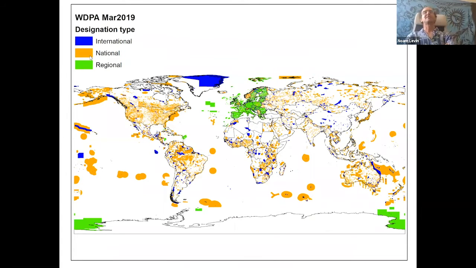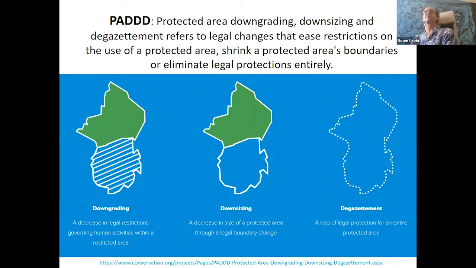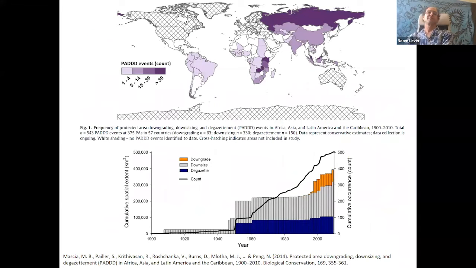As we also know, even when a site is protected as a protected area, it doesn't really safeguard it, because things can happen. And there have been several papers about protected area downgrading, downsizing, and degazettement. I'm setting the scene now for the equivalent in World Heritage sites. In this figure from a paper published in 2014, you can see the increase in downgrading, downsizing, and degazetting events around the world, which happen mostly, as we can see here, in Latin America, Africa, and Asia. So it's more in the developing world that these things happen.